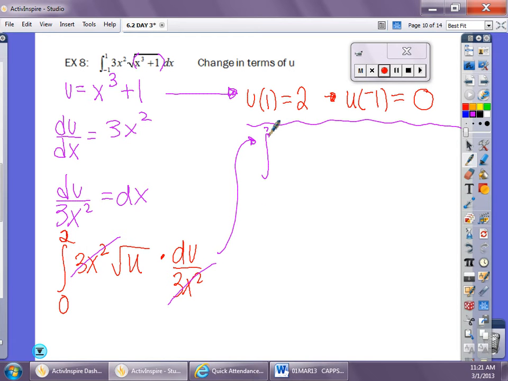Alright, integral from 0 to 2 of u to the 1/2 du. Much nicer. Now it's just a quick power. So, double check that you changed your limits. They're not the same as before. You did your substitution. And now I can do my simple power rule. Alright, Ellen, what's my antiderivative?